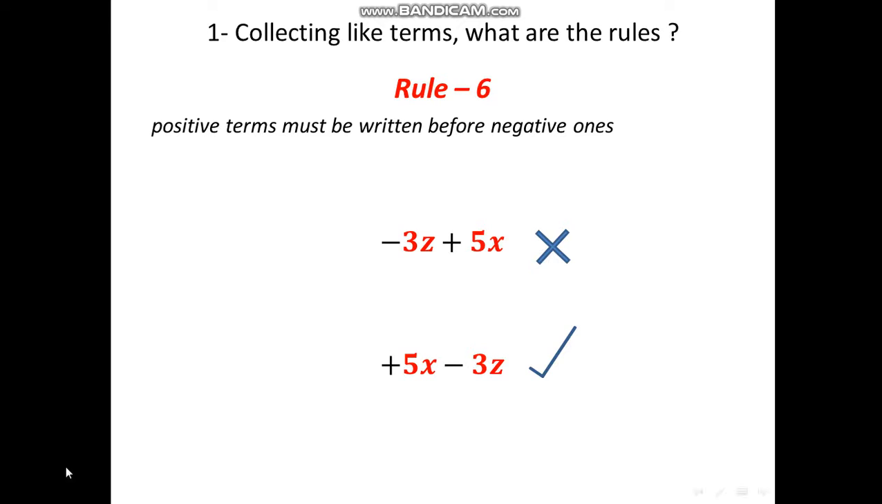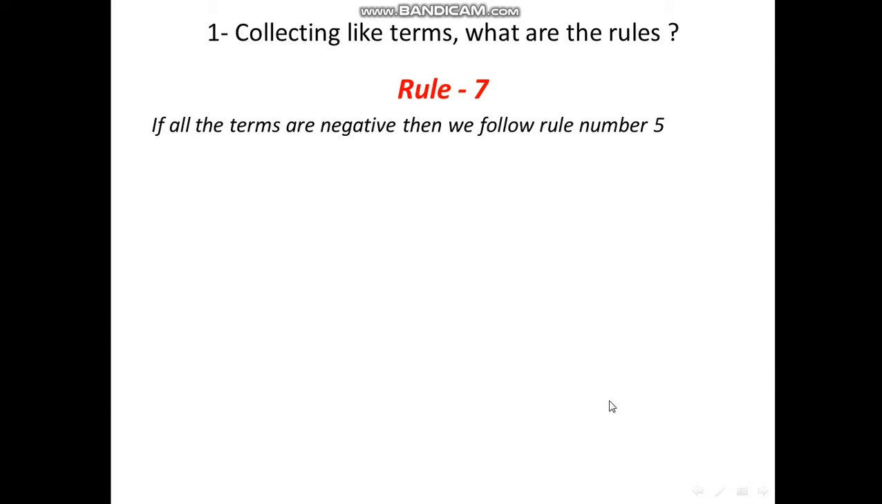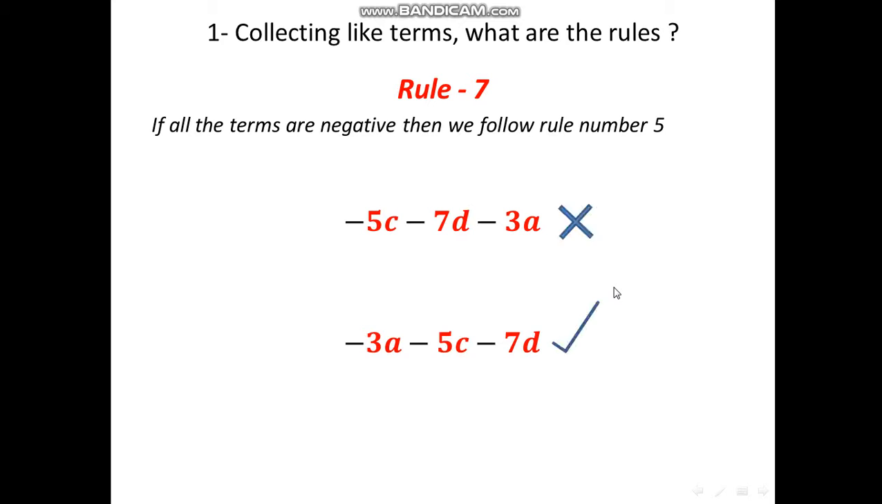So, this is the correct way to write it. First the plus term, and then the negative term. Okay, what happened? Rule 7. When all the terms are negative, what's happened then? Okay. This is the correct one and this is the wrong one.